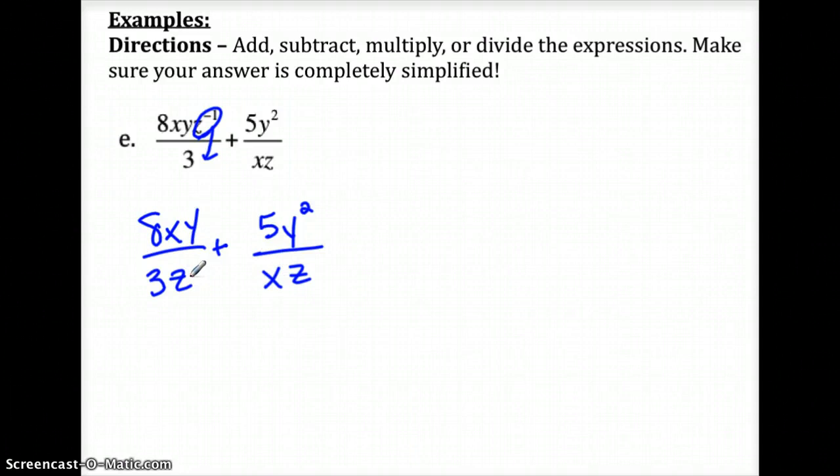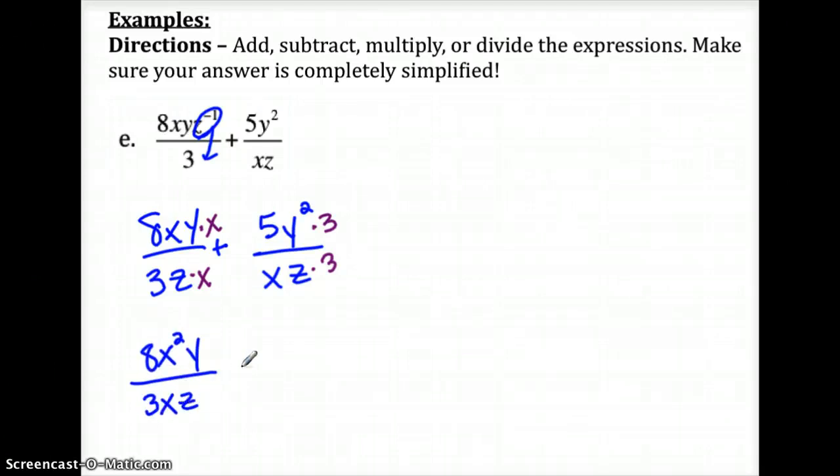Well, what if I multiply the first one by an x? And what if I multiply the second one by a 3? Then they would all have the same on the bottom, 3xz. So let's work on cleaning up this top. We would have 8, there's an x and another x, so x squared y. And on the bottom, I'm going to write them in alphabetical order, 3xz. On the top of the second one, I can multiply 3 and 5 and get 15, y squared. And again, I'm just going to rearrange it, 3xz. So that way they're the same.